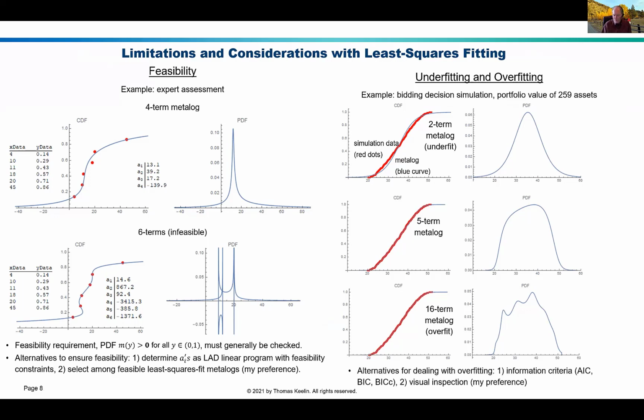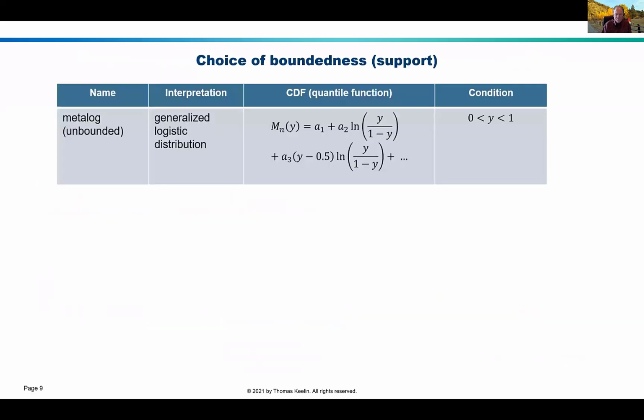So there are various alternatives for dealing with overfitting, but again, visual inspection is often my preference. Now, I said that you have a choice of boundedness. The equations I showed you previously are for the unbounded Metalog distribution, and that's the quantile function that I showed previously that can have any number of terms.